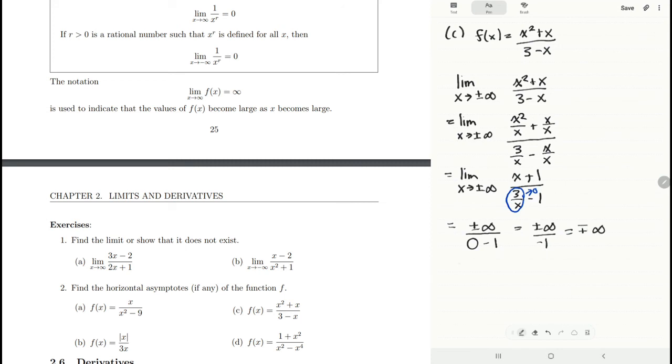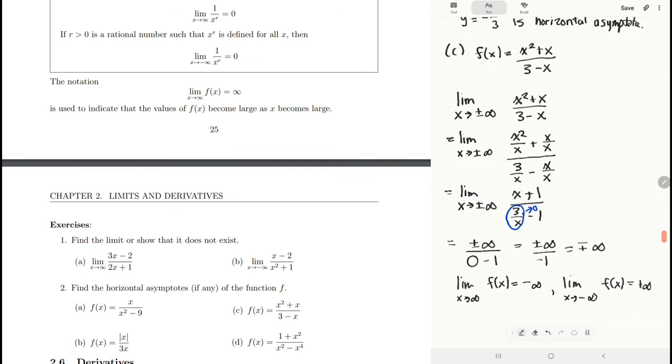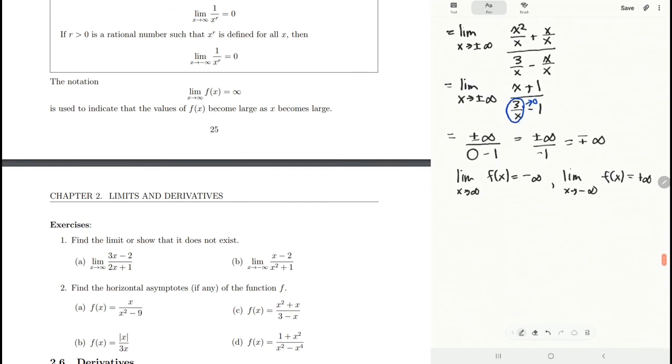And so what this means is that as x goes to positive infinity, the function will go towards negative infinity. So it will go to a very large negative number. And as x goes to negative infinity, then our function goes to positive infinity. So it goes to a very large positive number. Since the limits do not go to a finite number, this tells us that there are no horizontal asymptotes for this function.